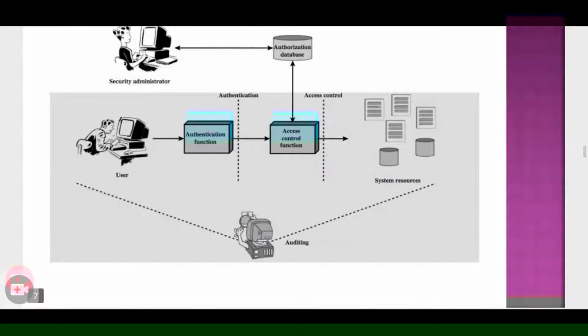In a particular network, a user is accessing some services from a server. This will be monitored by the security administrator, and there is also a need for an authorization database. It stores all the access permissions of all the users. There will be an authentication function and an access control function to verify the access rights and grant permissions to particular users, and all of this will be audited by auditors.